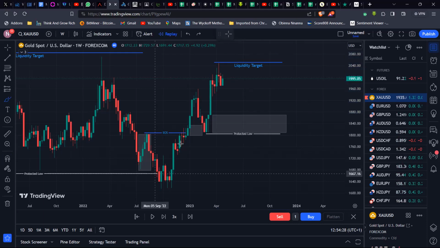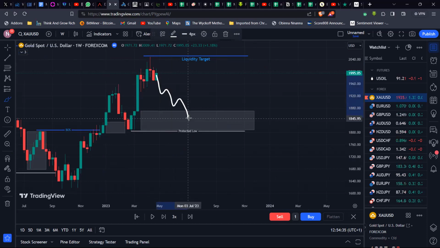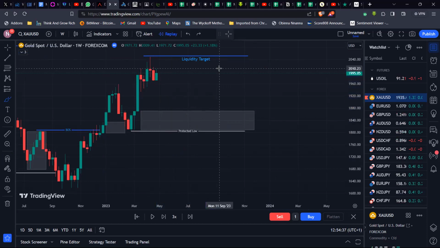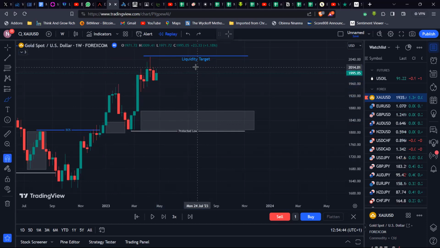So let's see what price does. Remember, there are two things I'm interested in. Either price pulls back here and I look for confirmation to buy, or price maybe doesn't pull back, but then begins to break structure bullish, and then I could look for confirmation to buy as well. So let's see what happens.